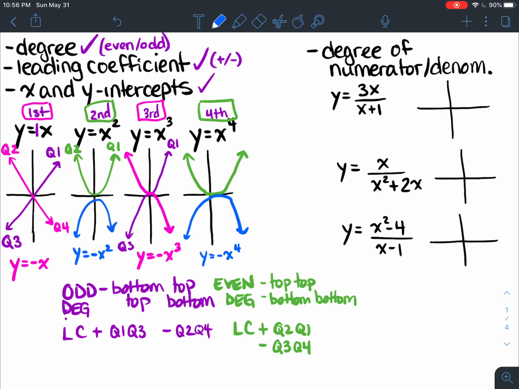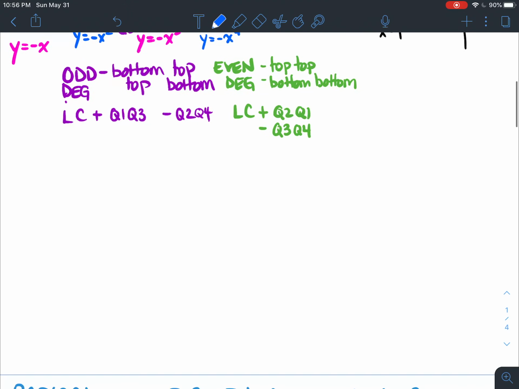So first, second, third, or fourth degree. If it's even or odd, that can tell us a lot. And knowing if the leading coefficient is positive or negative, that's a ton of stuff right there. So we should be able to just look at a polynomial and kind of know what its graph might look like. For example, let's just say I wrote down y equals 3x cubed plus 2x squared minus 5.